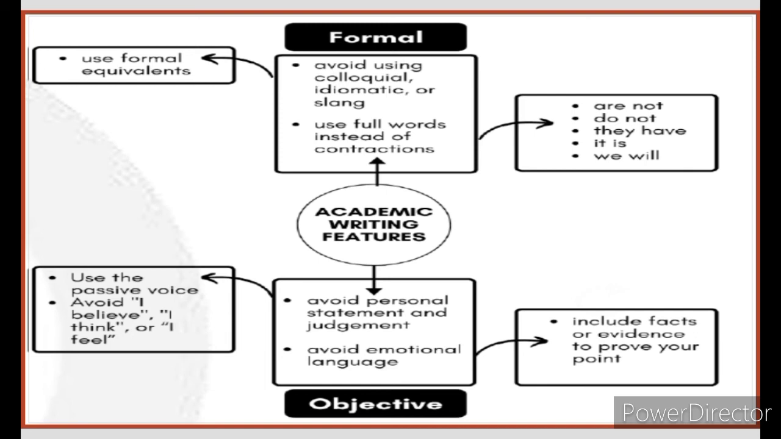Remember, to become objective in academic writing, we avoid personal statements and judgment. Instead, we use the passive voice, and also we avoid I believe, I think, or I feel in order to avoid bias. We also avoid emotional language. Instead, we include facts or evidence to prove our point in our academic writing.